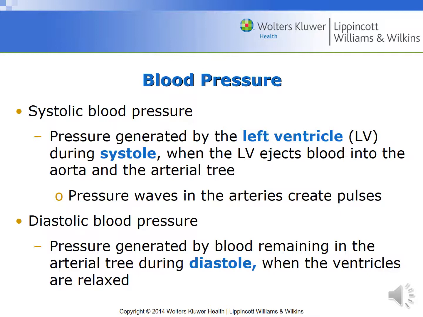So how do we get the blood pressure? We know that the systolic blood pressure, that top number, is the pressure generated by the left ventricle during systole, when there's that contraction and the left ventricle ejects blood into the aorta and the arterial tree. Here we also get our pressure waves from the arteries, which create the pulses that we feel. And then the diastolic blood pressure is the pressure generated by blood that remains in the arterial tree during diastole, when the ventricles are relaxed.